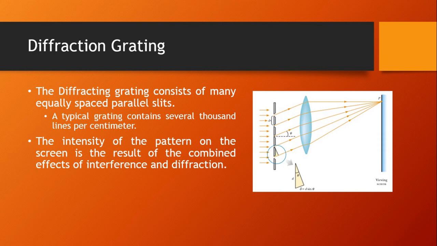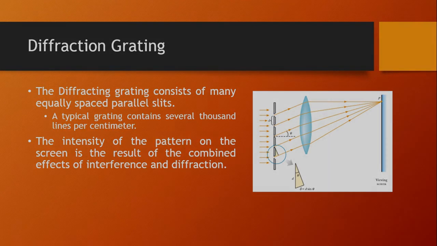Gratings that have many lines very close to each other can have very small slit spacing. For example, a grating ruled with 5,000 lines per centimeter has a slit spacing. We can calculate it as d equal to 1 divided by 5,000 centimeter, which will be equal to 2 times 10 raised to the power minus 4 centimeter.